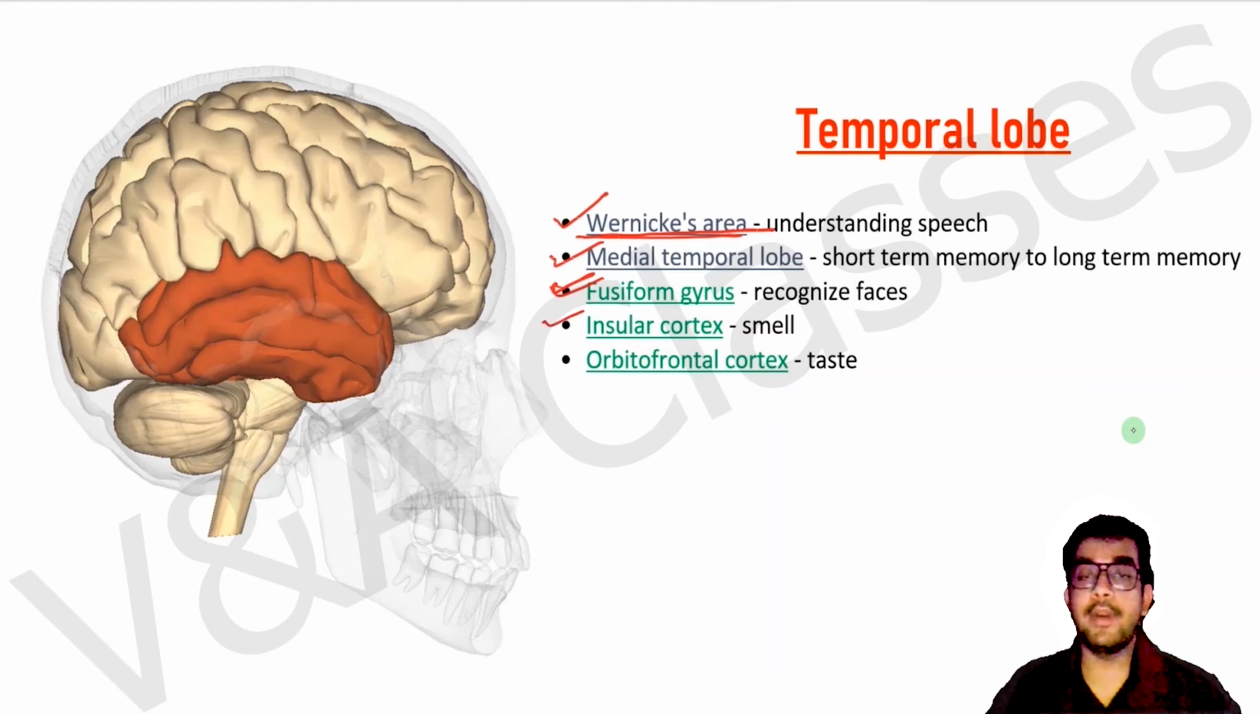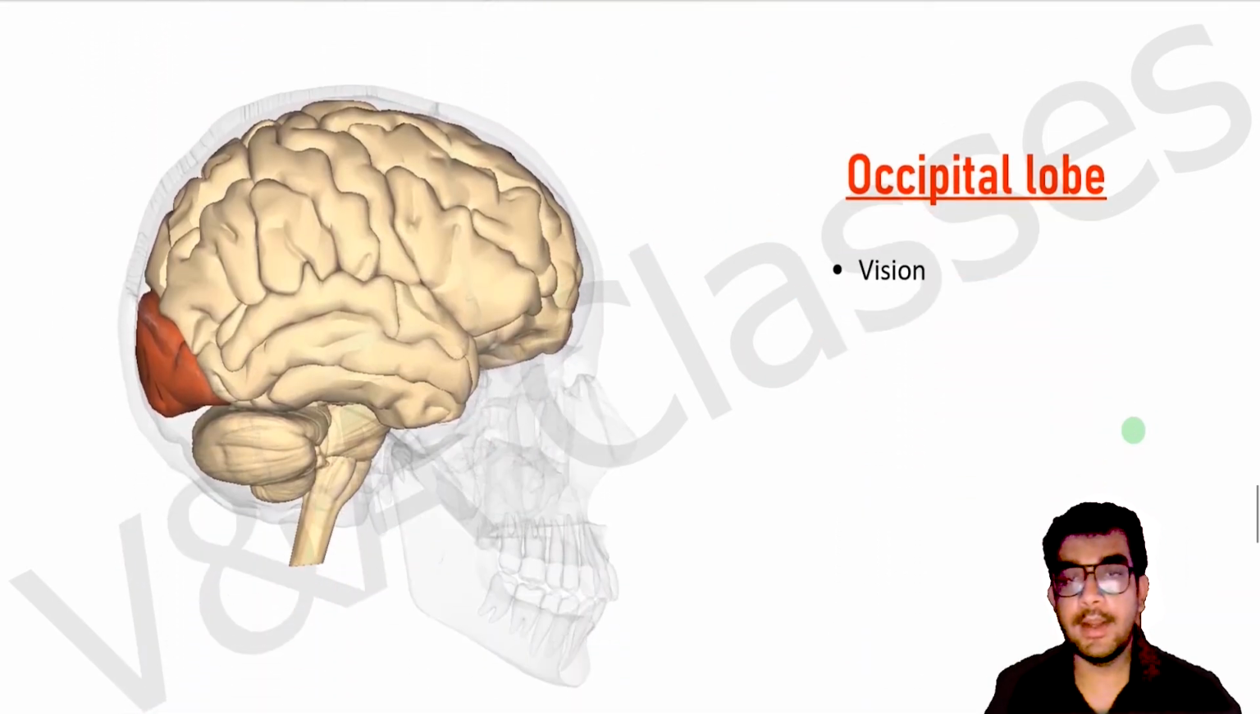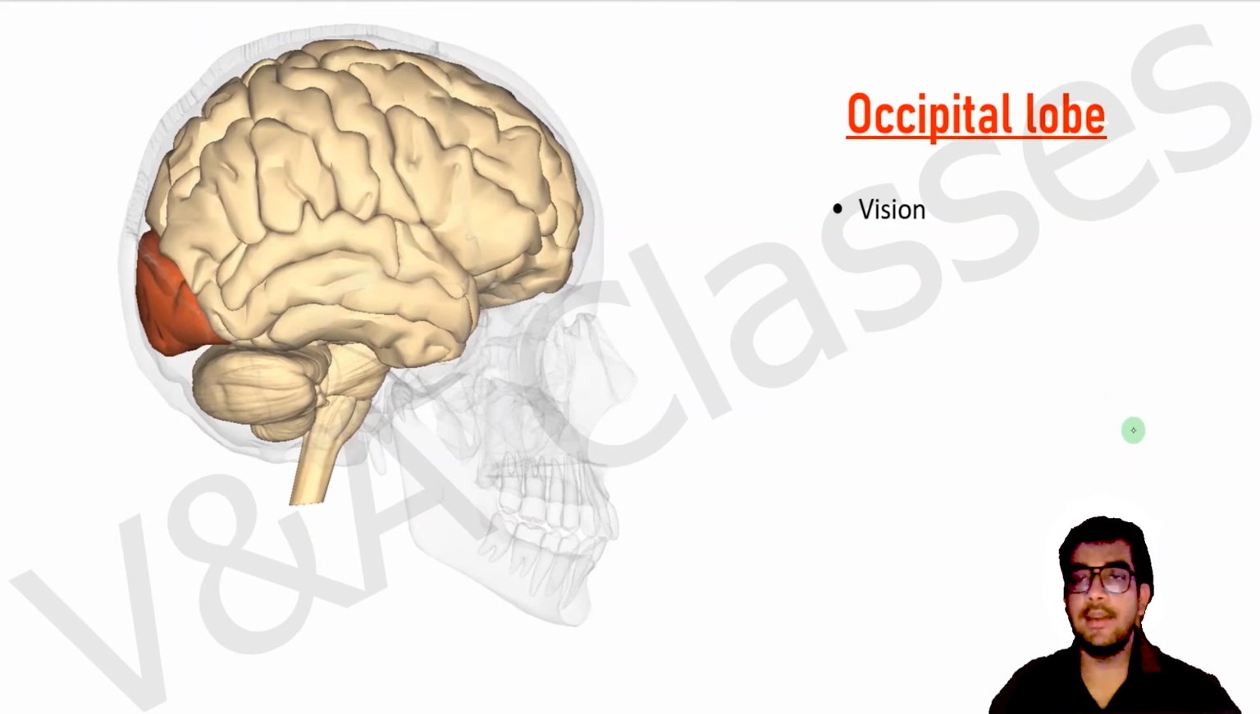The fourth important area is insular cortex, and it is responsible for the smell. And the fifth important area is the orbitofrontal cortex, which is concerned with the taste. Okay, so these are all the parts of temporal lobe. Then we'll see the last lobe, which is occipital lobe, and it has only one function, that is vision.